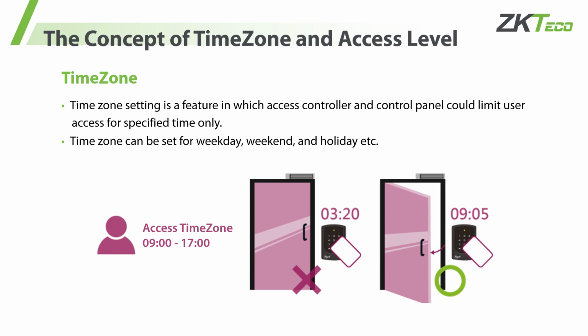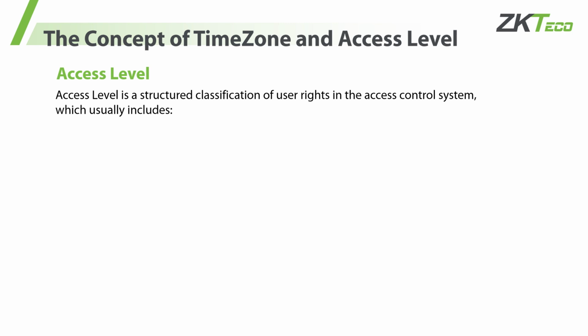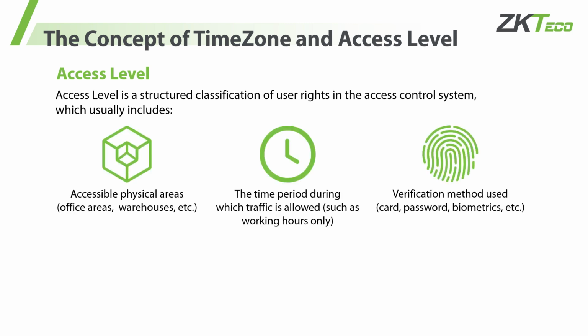However, when employees swipe their cards to enter the office at 9:05, success can be recognized because it is within the authority time zone. Access level refers to the structured classification of user permissions in an access control system, typically including accessible physical areas, for example, office zones, server rooms, warehouses. Permitted time periods integrated with the time zone feature, such as restricted to working hours.